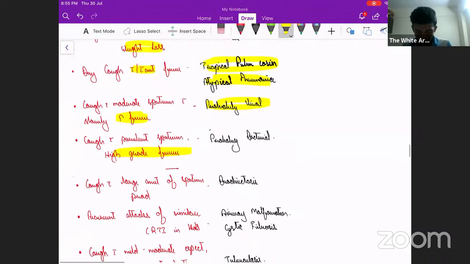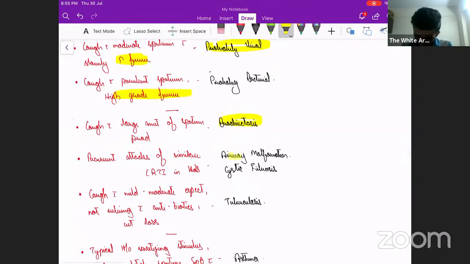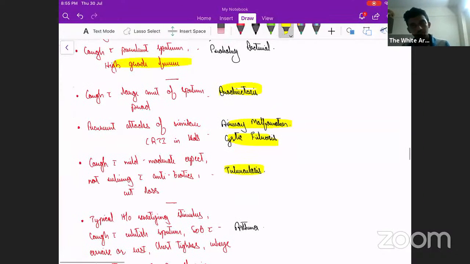That is how a bacterial infection will come. And if we come to chronic infection, then probably bronchiectasis. If it is bronchiectasis, there will be a large, copious amount of sputum production. Okay. Then if it's due to airway malformation, it will come with recurrent bouts of infection. Cystic fibrosis, there will be recurrent infection along with other GIT pathology. Next is TB. TB also can present with chronic cough. So in long-term cough evaluation, again, we'll have to consider TB on top of the list.